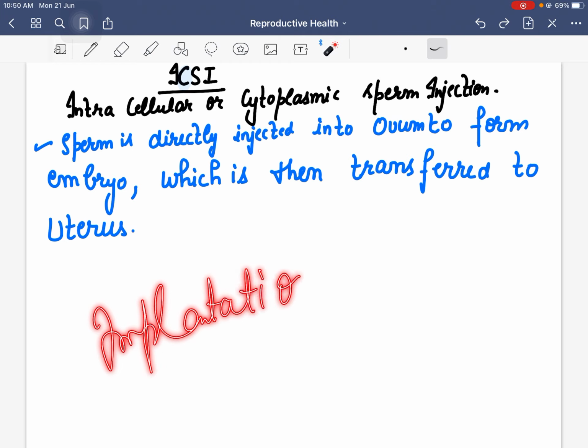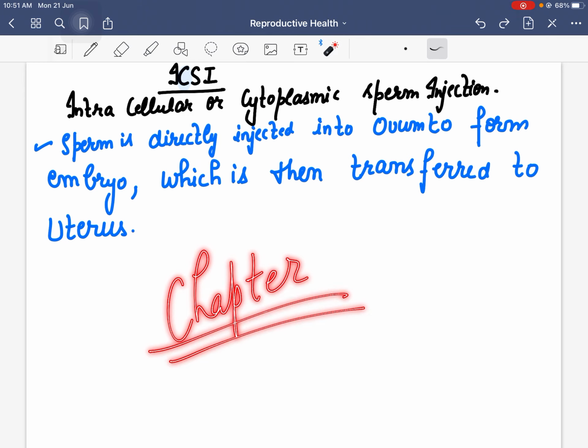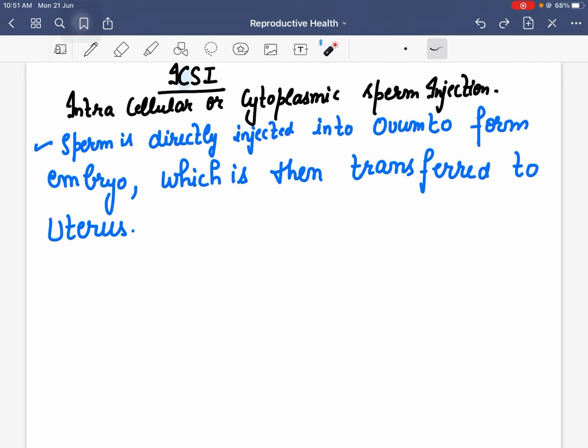So these are the techniques of this chapter, right? These are the techniques used these days for couples who cannot deliver a baby through the natural method. So technology is always there to help, right? So go through this chapter very carefully. This is a very small and very easy chapter after sexual reproduction, right? So we will meet you with another topic.